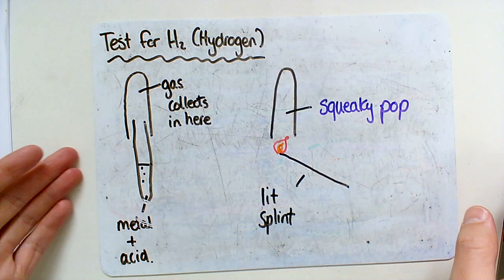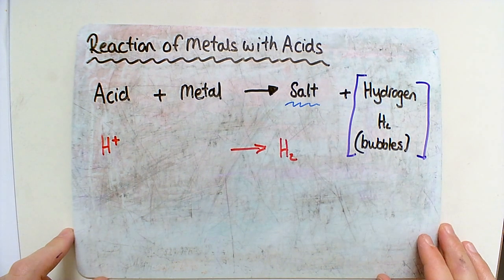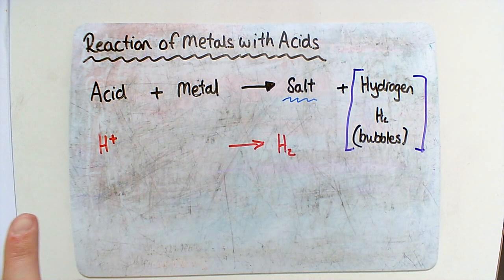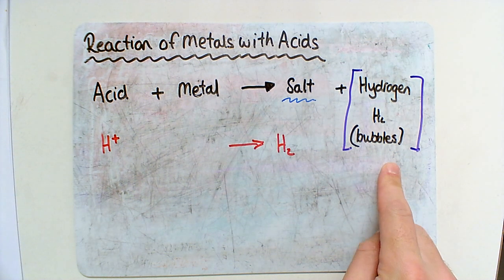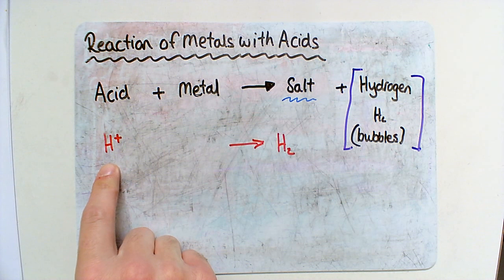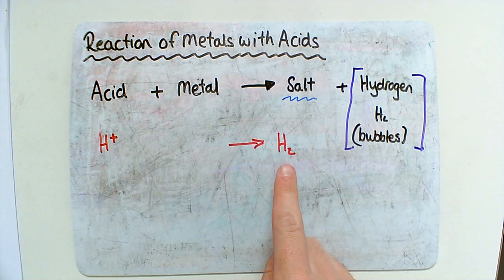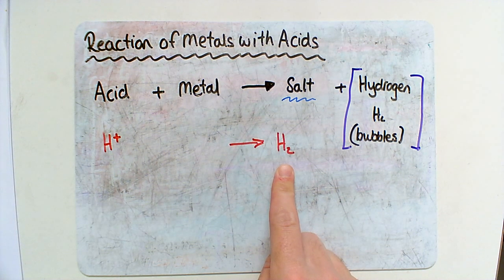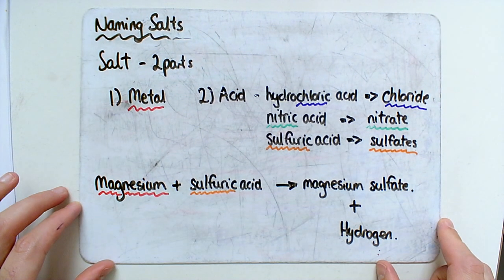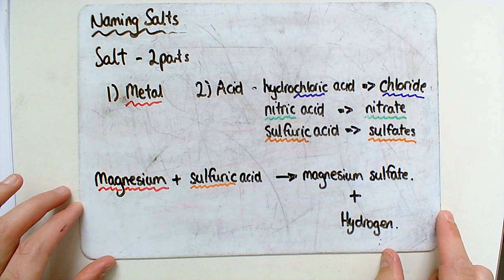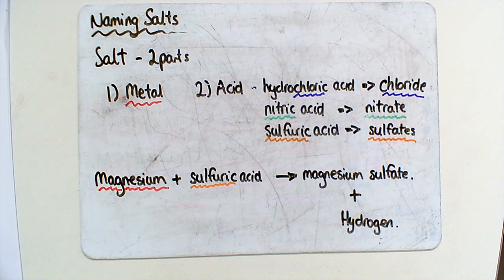So to review everything, we started off looking at the general equation: acid plus metal goes to a salt plus hydrogen. The reason we get hydrogen is because the only ions we start with are hydrogen ions, and so we can only have hydrogen in our gas. We then looked at how to name the salt, and the rules are very similar to what we had before when we were reacting acids with bases.